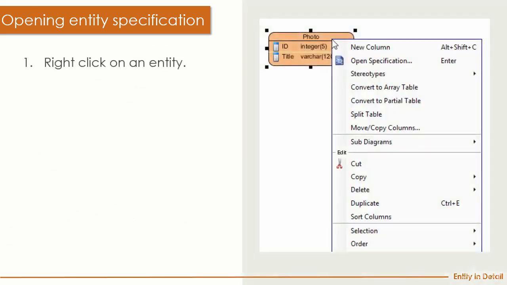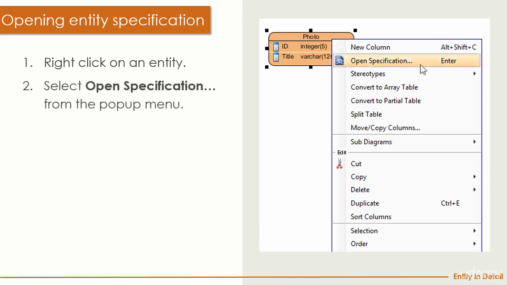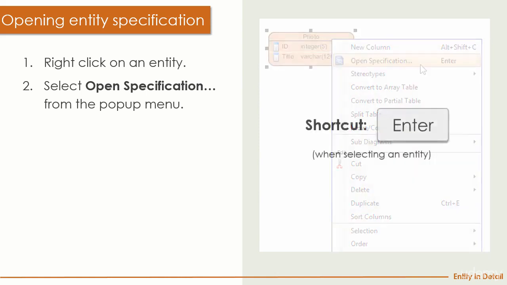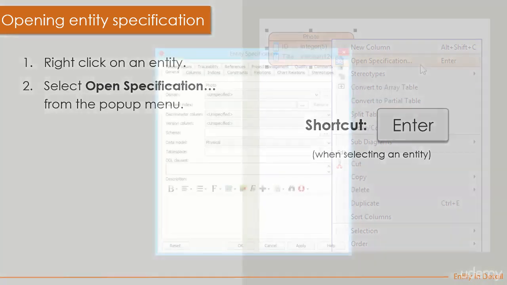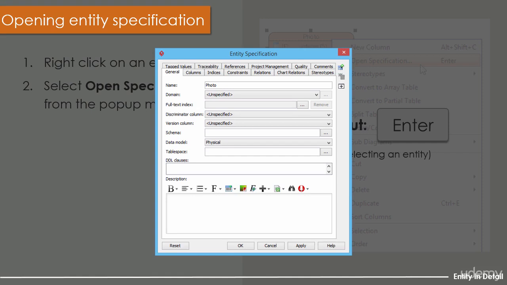So how to open the specification dialog box? It is very easy. You just right click on the entity and then select the open specification menu item in the pop-up menu. Or there's another shortcut. When you select the entity, you can just hit the enter key. Then you will see the specification dialog box like this for the entity.